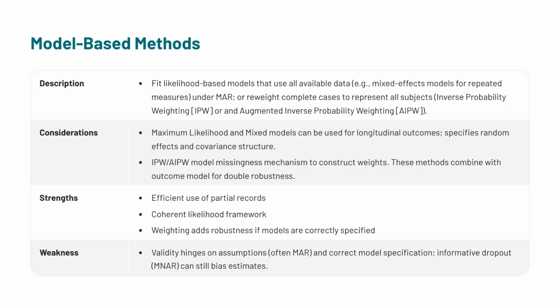Second, weighting methods reweight the complete cases to represent everyone. With inverse probability weighting, you model the chance a record is observed and upweight those who look like the ones you lost. With augmented inverse probability weighting, you add an outcome model, giving you double robustness if either model is correct. The strengths are efficient use of partial data and a coherent likelihood framework, with weighting adding robustness.